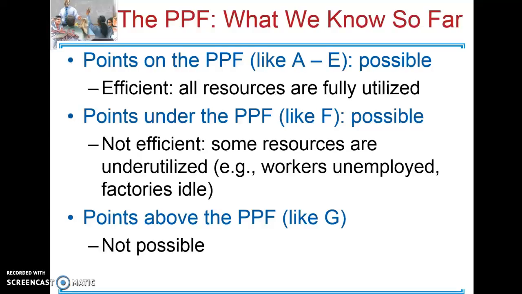The PPF, what do we know about the PPF so far? Reviewing from previous lectures, we know that all of the points that fall directly on the PPF are possible. That is, they're efficient. All resources are fully being utilized. Points that fall under the PPF, like F, are possible, but they represent inefficiency. There are resources that are not being utilized. For example, workers are unemployed, factories are sitting idle. Points that are above the PPF, like G, are not possible.